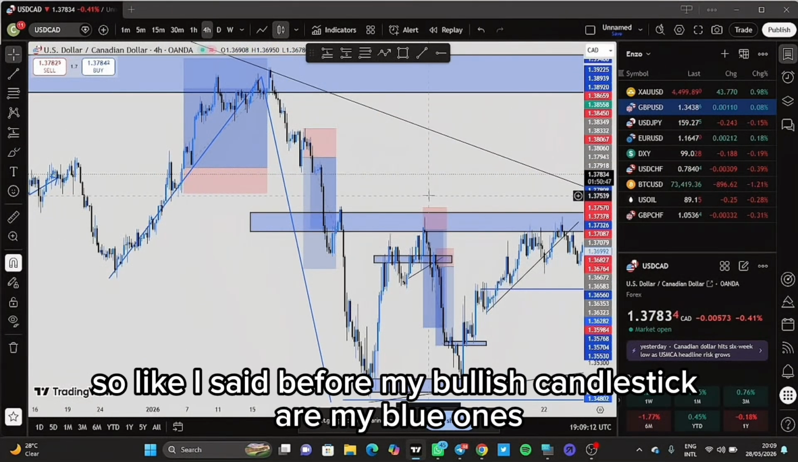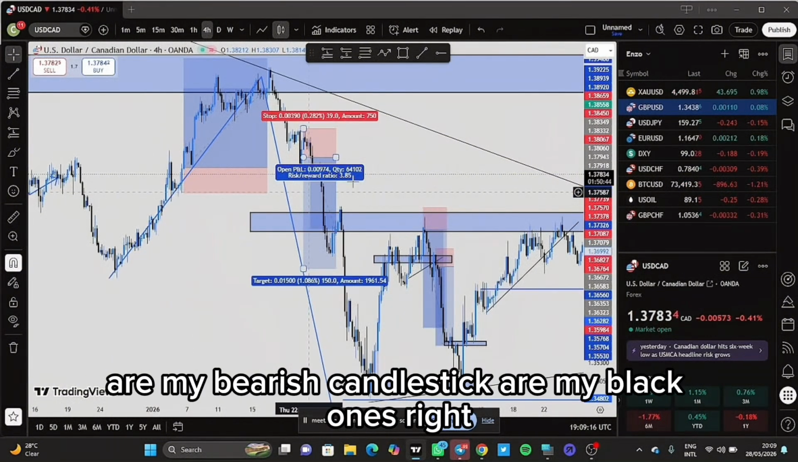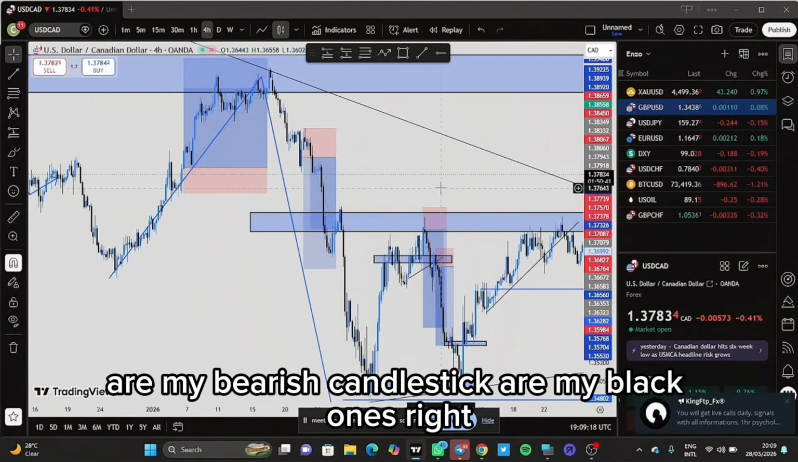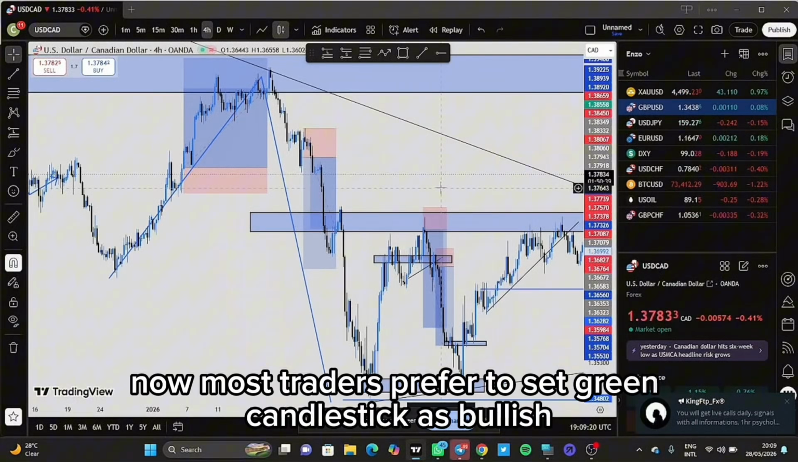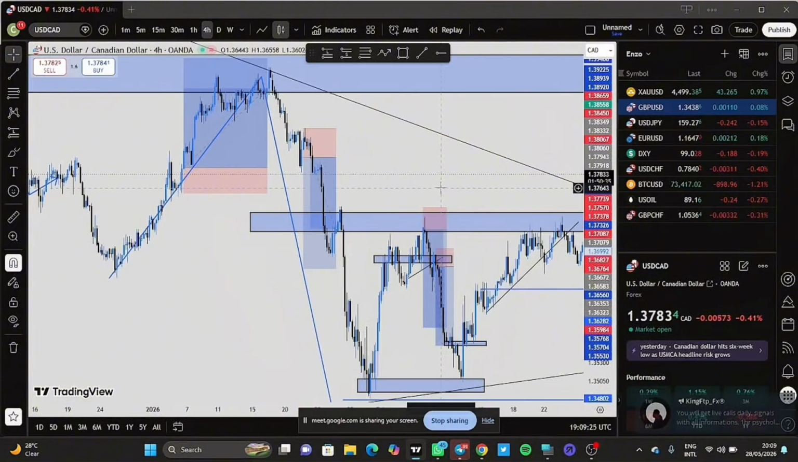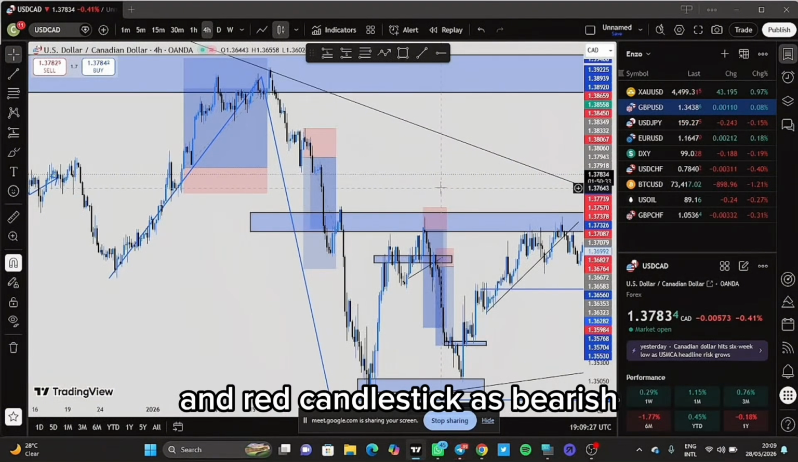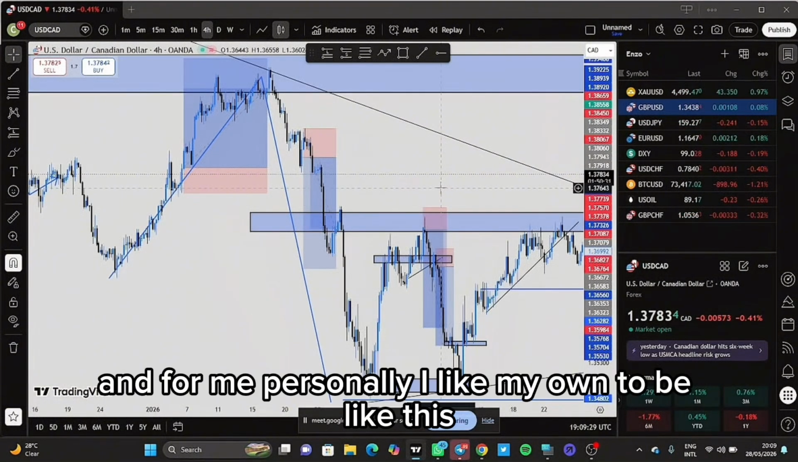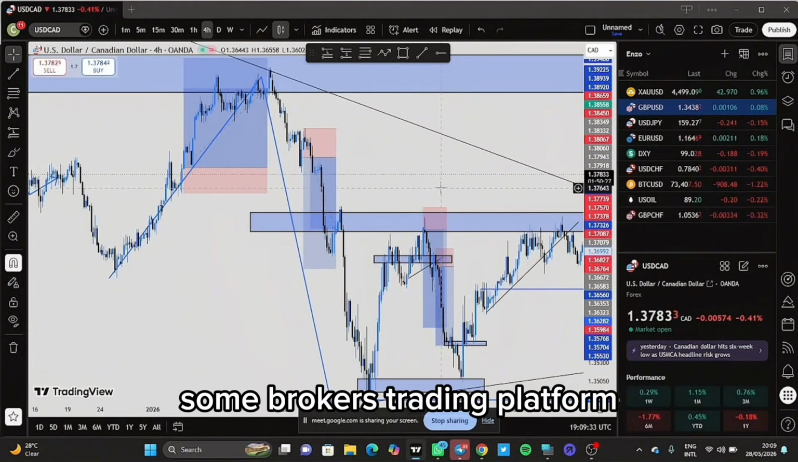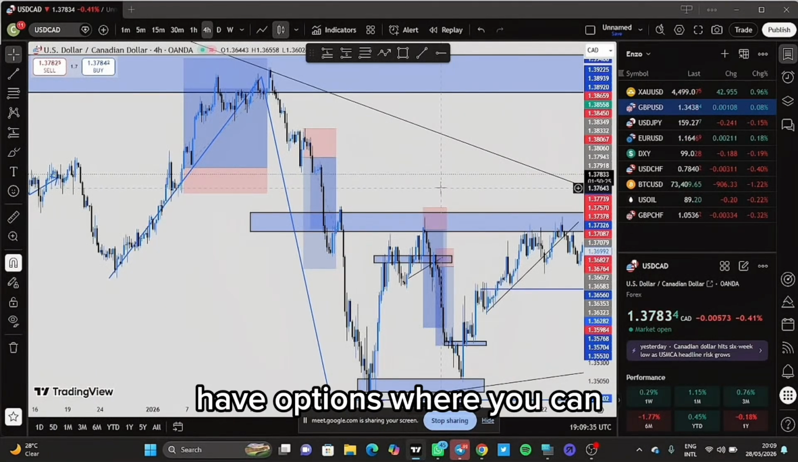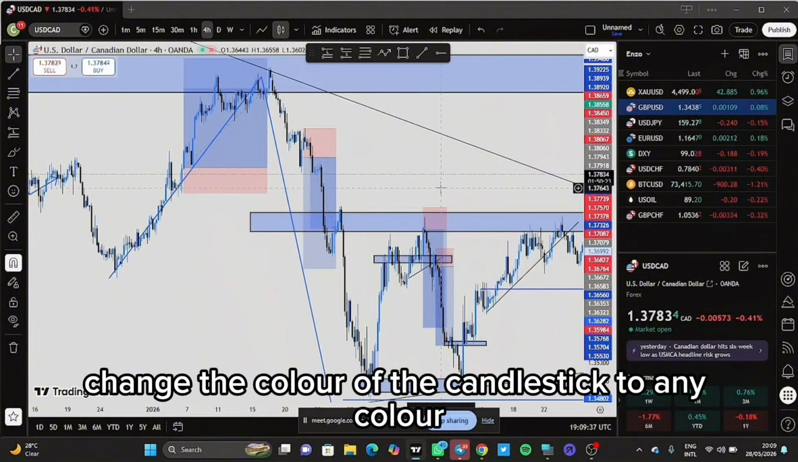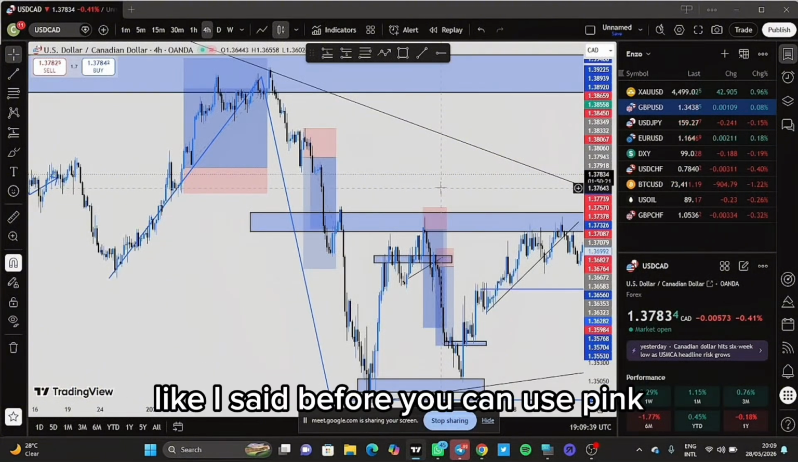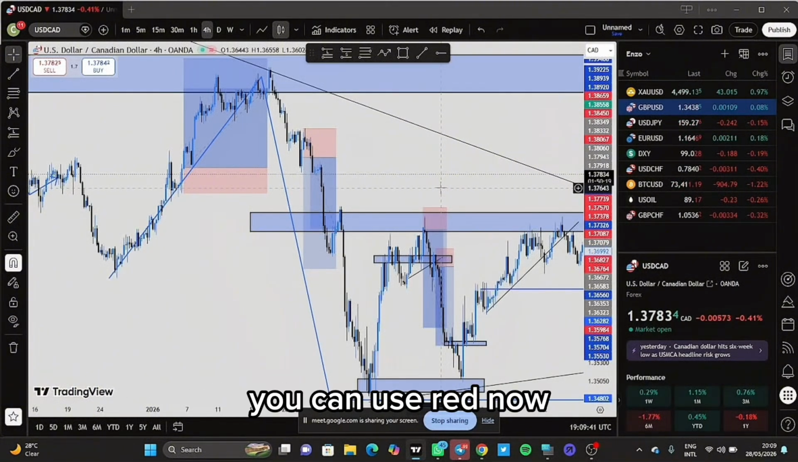Like I said before, my bullish candlesticks are my blue ones, and my bearish candlesticks are my black ones. Most traders prefer to set green candlesticks as bullish and red candlesticks as bearish, and for me personally, I like my own to be like this. Some brokers' trading platforms have options where you can change the color of the candlestick to any color you want. Like I said before, you can use pink, you can use red.